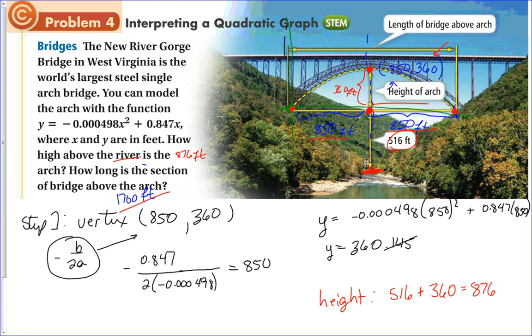But we want to know how high the arch is above the river. And from the x-axis, if we had this on a graph, from the x-axis down to the river is 516 feet. And then we know from this point to the top of the arch is another 360 feet. So you're simply going to add those two together to get the 876 feet that the bridge is above the river. So this is how you can take this and convert it to a real world problem.